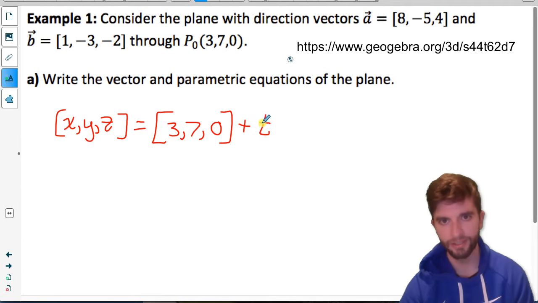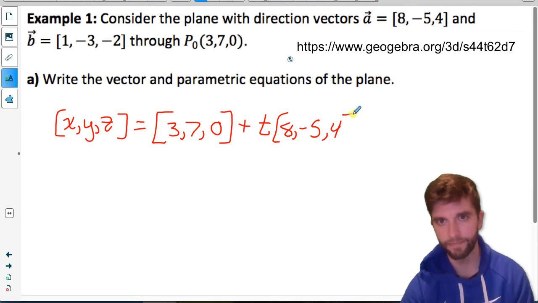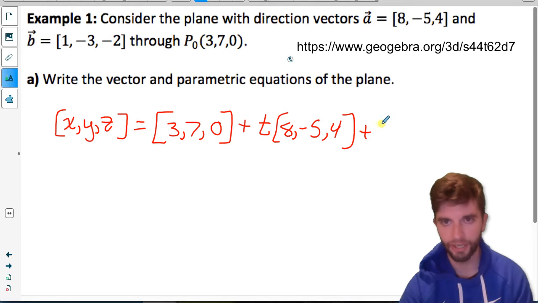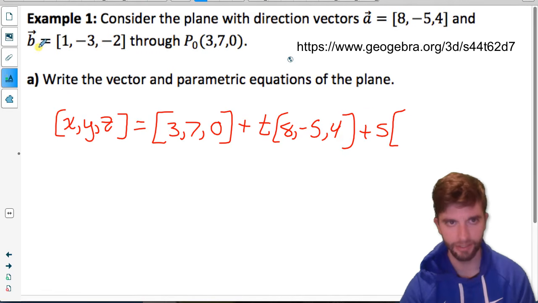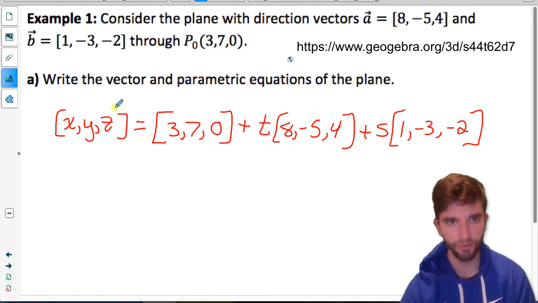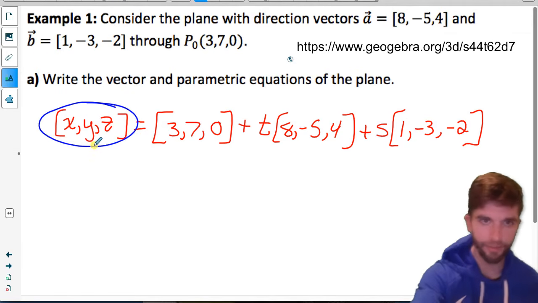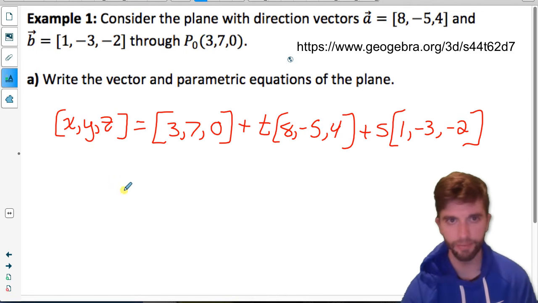And to that position vector, I then need to add scalar multiples of both direction vectors. So plus t, that's just some scalar of direction vector a, which is 8, negative 5, 4, plus another scalar multiple, so choose a different variable, I'll choose s for that scalar, times direction vector b, so 1, negative 3, negative 2. So this resultant vector defines the plane that I've been showing you so far. So this is the vector equation of a plane.